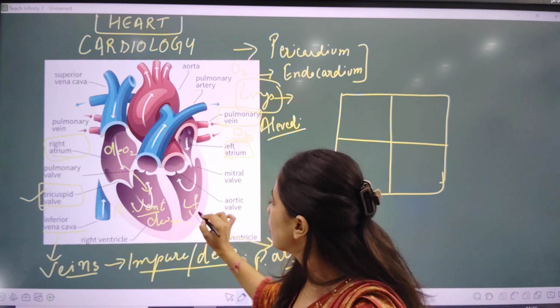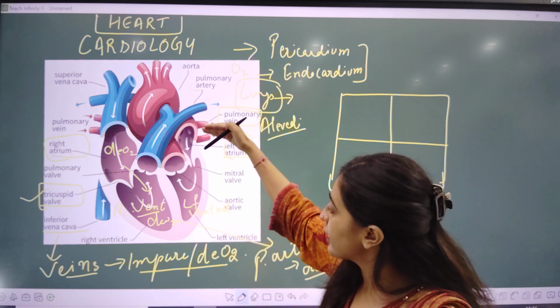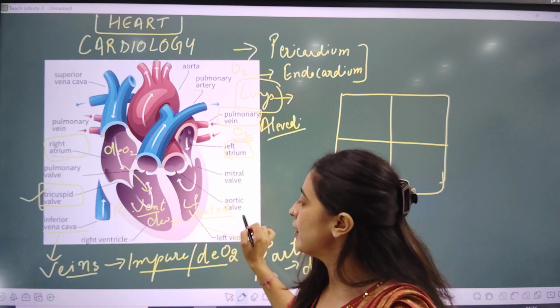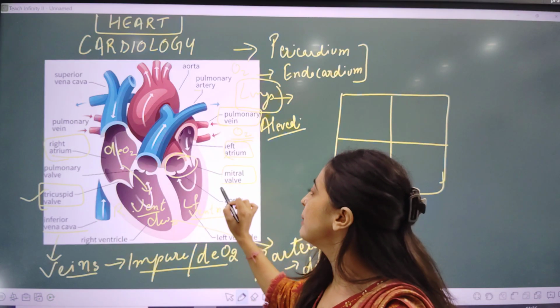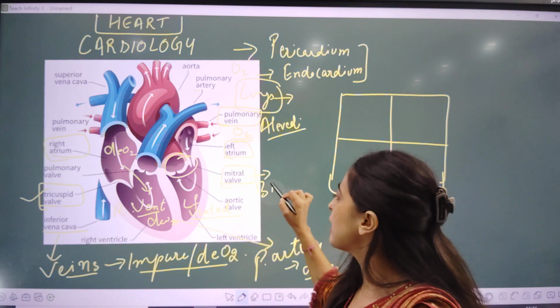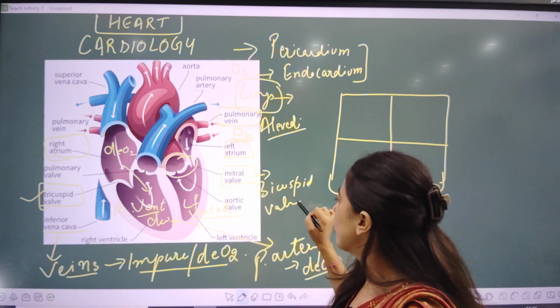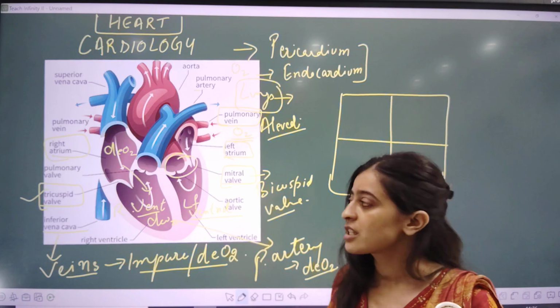From the left atrium, the oxygenated blood comes to the left ventricle with the help of a valve. This valve is called the mitral valve, and the other name of the mitral valve is the bicuspid valve. So you can say either mitral valve or bicuspid valve.